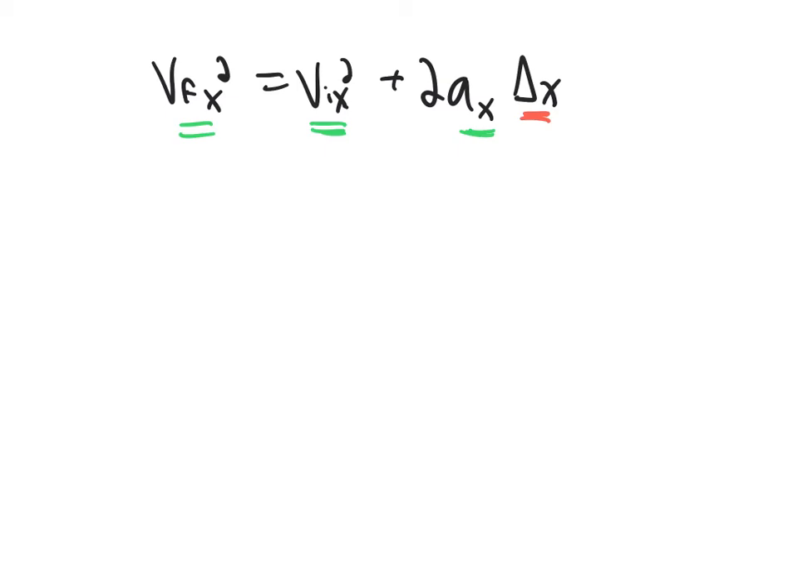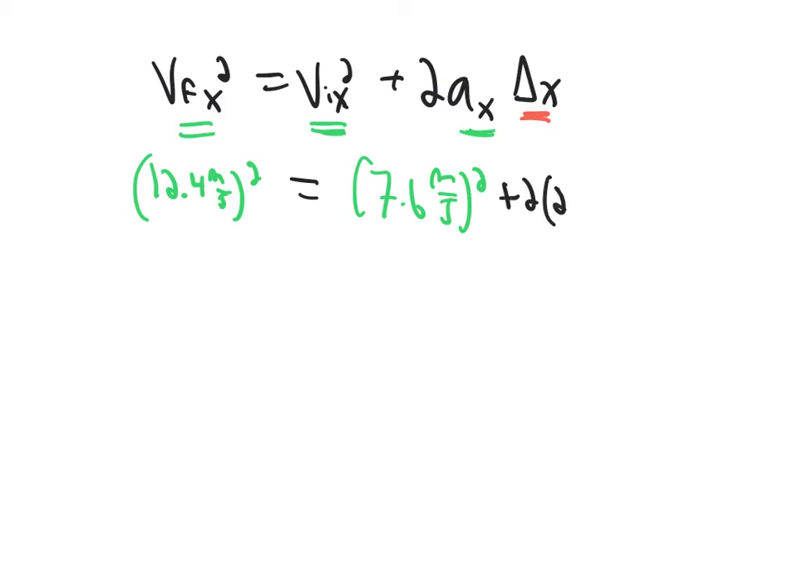So now we're going to translate the picture into these particular values, which means we end up at 12.4 meters per second. Remember, we're going to square it. And we started at 7.6 meters per second, and again, we're going to square it at some point. And now we have twice the acceleration, which was given as 2.4 meters per second squared, times the thing we're looking for, which is delta x. And then we can grind out these numbers.